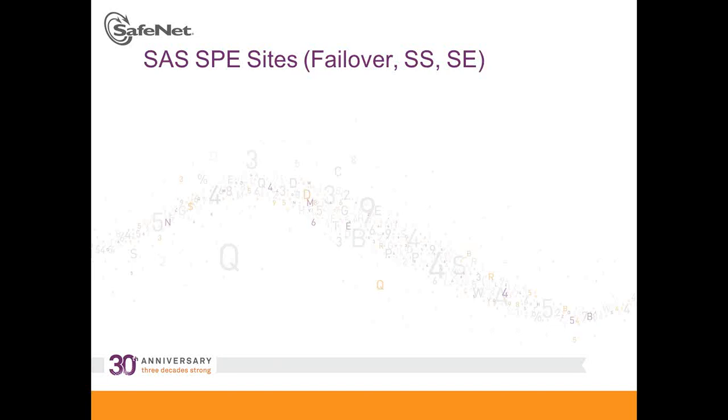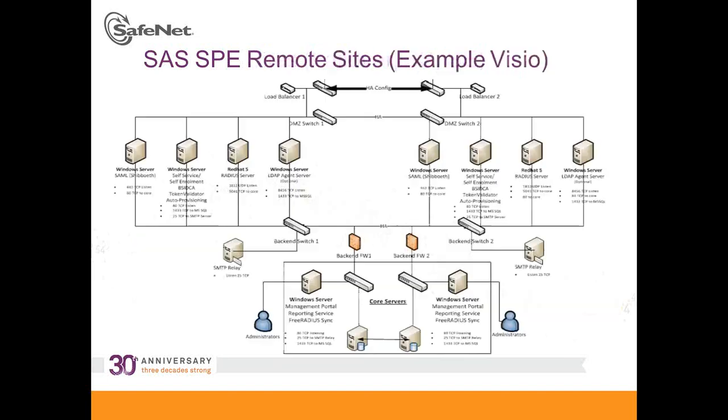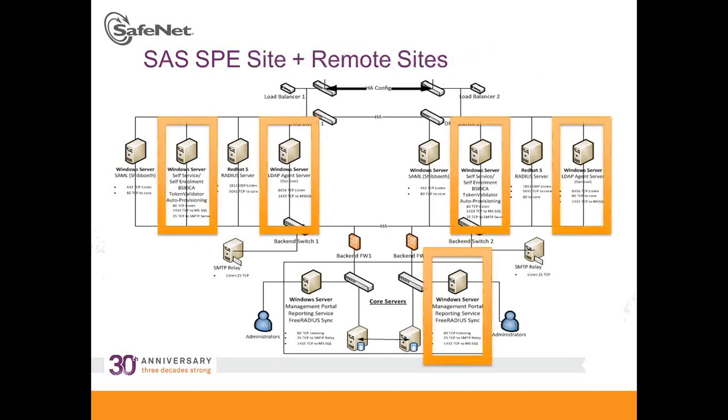Now, I know we covered sites in PCE, but I wanted to give you an example of sites for the service provider edition. This is an example of a Visio that we build for customers or service providers. It's showing 2 data centers, a primary on the left and a secondary on the right. And when we talk about sites, we can see here would be my SAS Site 1.